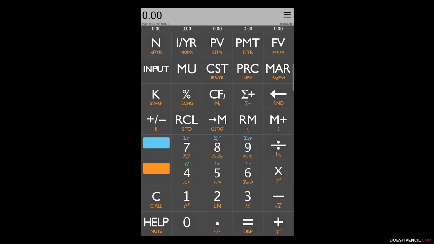But these 5 keys in the top row, they're the same on any financial calculator, any spreadsheet, or any standalone program that does time value of money.